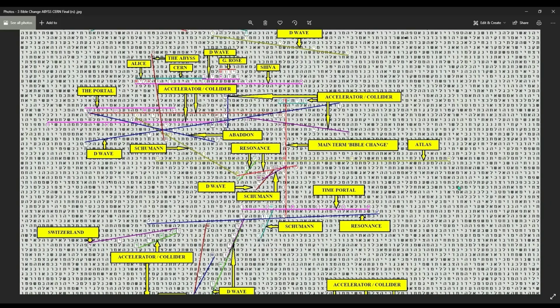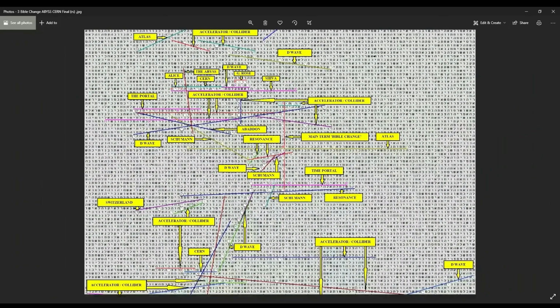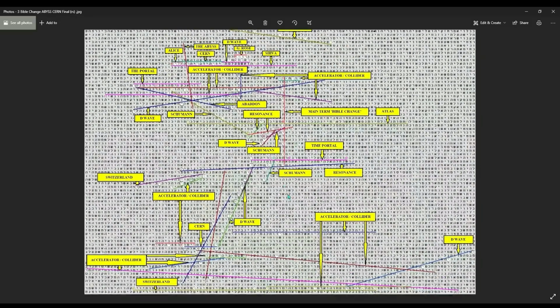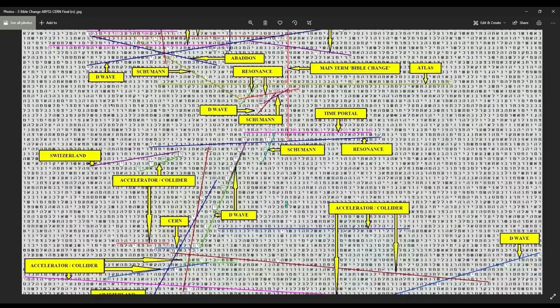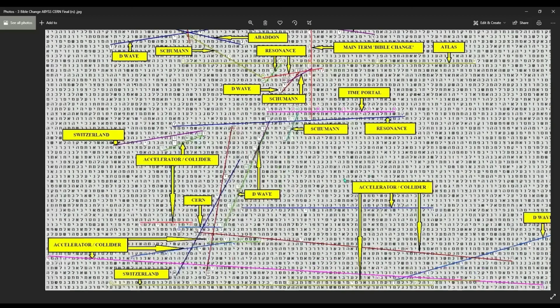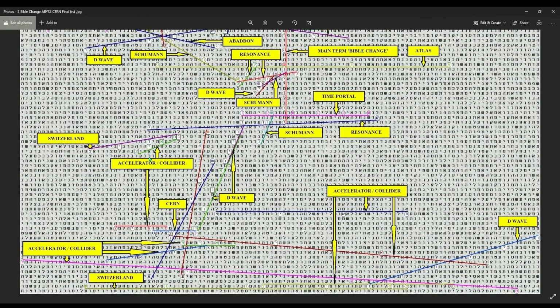Right, let's start at the bottom. Lots of repetitive terms in this matrix. A particular word that's repeated is accelerator, collider. You can see all around down this bottom we have accelerator 1, 2, 3, 4, 5, 6 times over, all overlapping. It's almost like this matrix is going out of its way to tell us that these colliders are certainly involved.